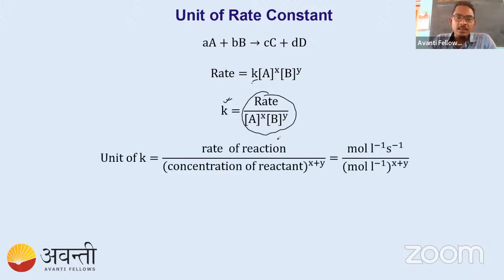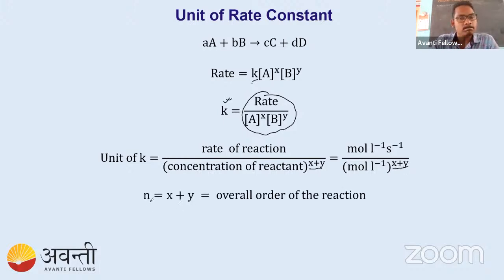Here we have A to the power X, B to the power Y. In aggregate, we can write concentration of reactant to the power of its order, and the order is X plus Y. We can replace this X plus Y with N, because we know the order of the reaction is N. Okay, so we can write this.